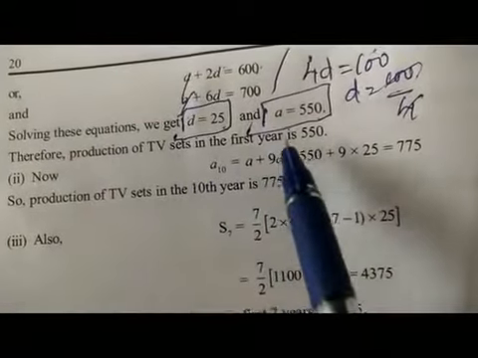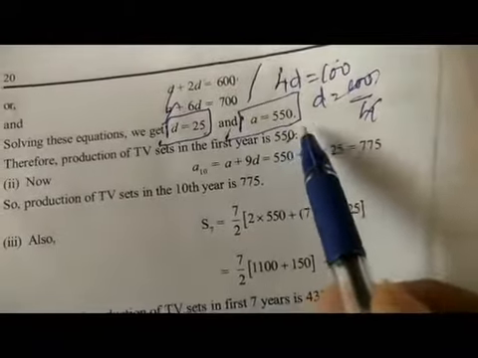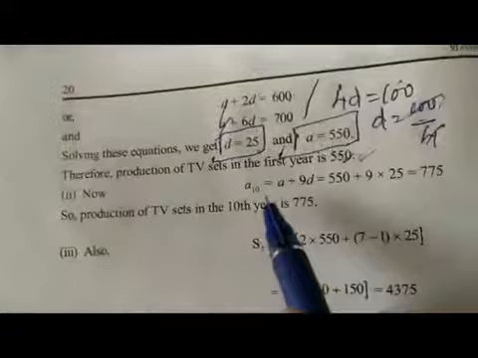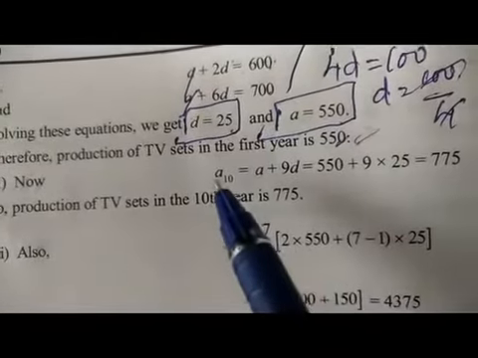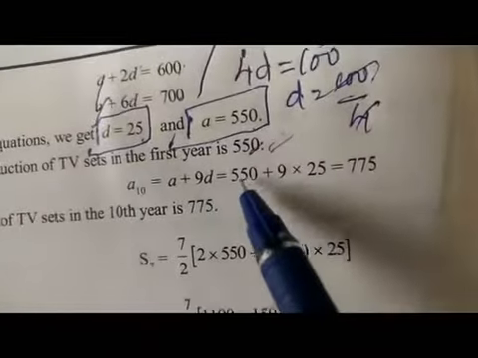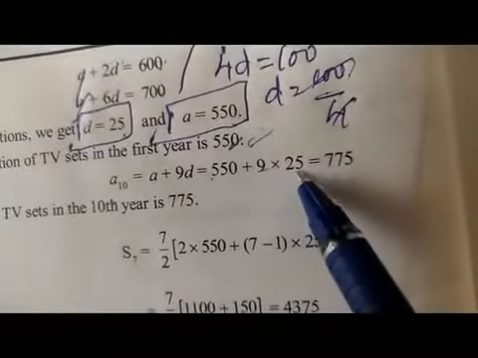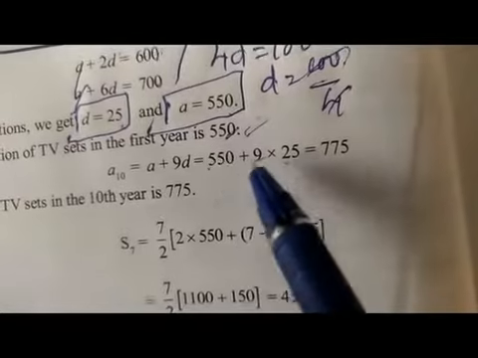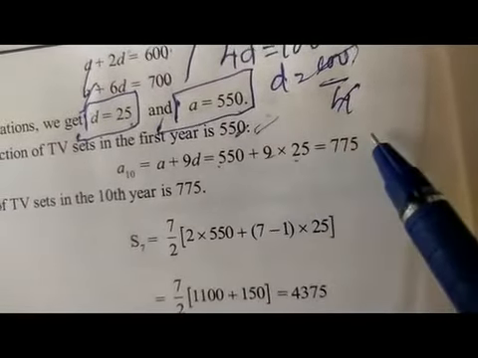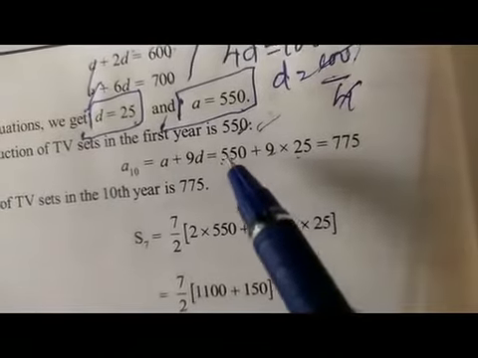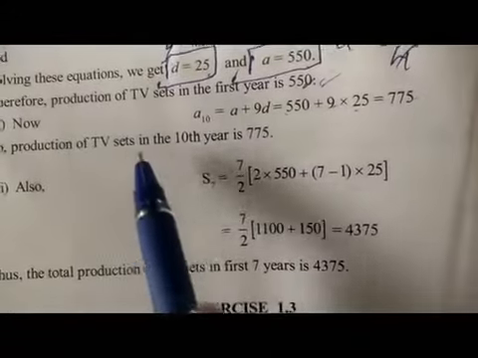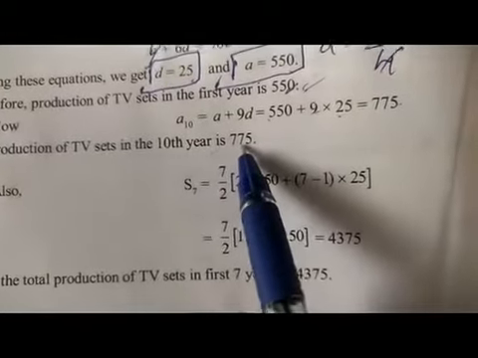Then the production of TV sets in the first year is 550. So one question got the answer. Now we go for the 10th year. 10th year means A10. The general term A10 is a plus 9d. a is 550 plus 9 into the difference, which is 25. When you multiply 9 into 25, you will get 9 5s are 45, carry 4, 225. 550 plus 225, you will get 775. Then the production of TV sets in the 10th year is 775.